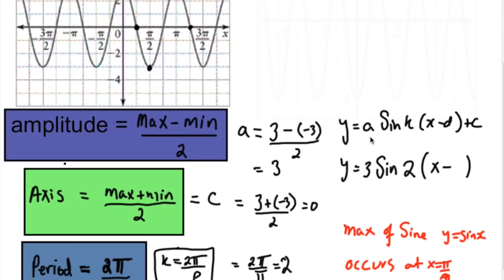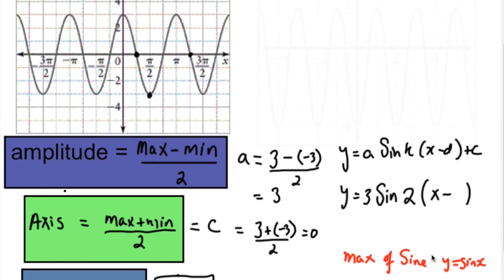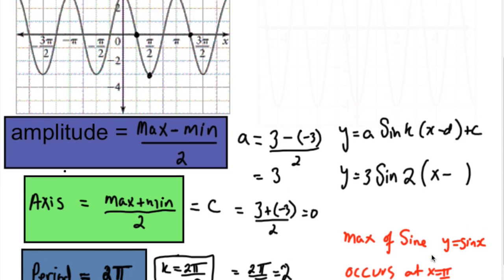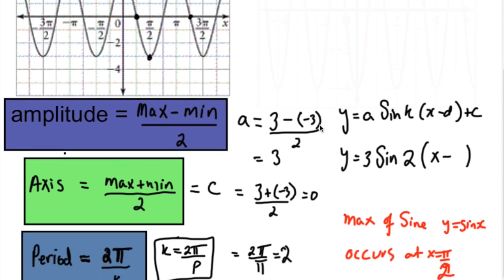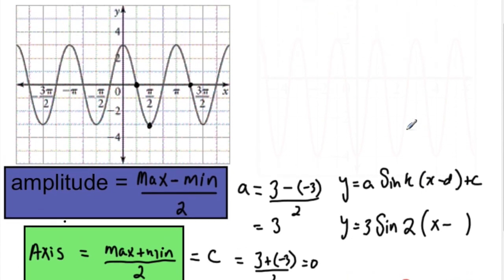In determining that d value, using this idea where the maximum of sine occurs at pi over 2, ours has a 2 in there, okay, so it's already been compressed by a factor of 2. So we would divide its normal maximum, pi over 2, by that 2. So if I divide pi over 2 by 2, I get pi over 4. So sine of 2x is supposed to have a maximum at pi over 4.